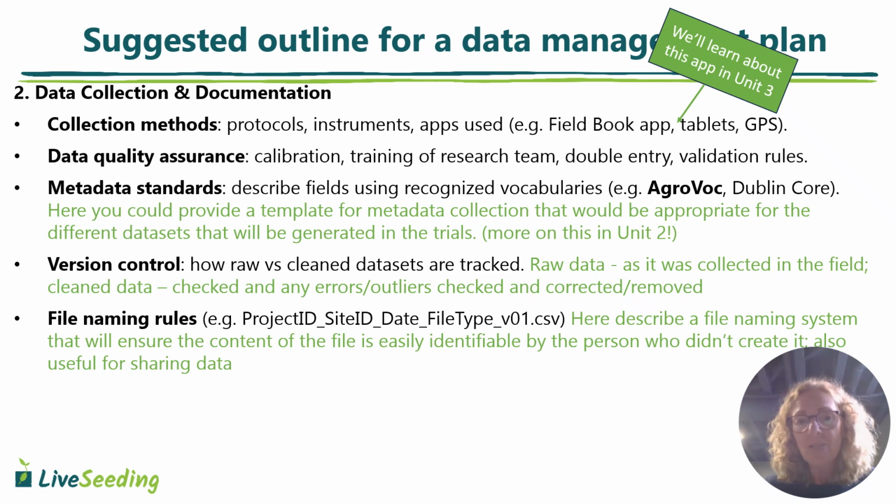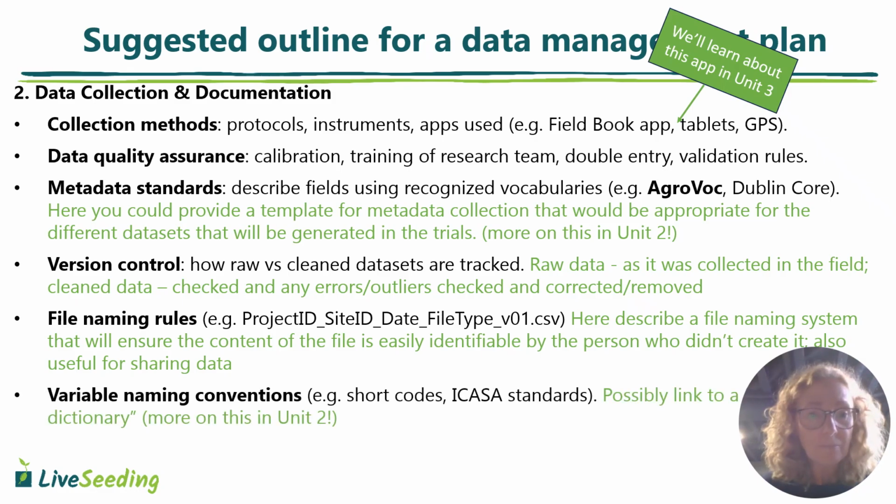So CSV is sort of a universally recognizable format, right? So that's why we might recommend saving files as CSVs. And then, of course, variable naming conventions. Possibly a link to a data dictionary. So this is, how are we going to name those variables?